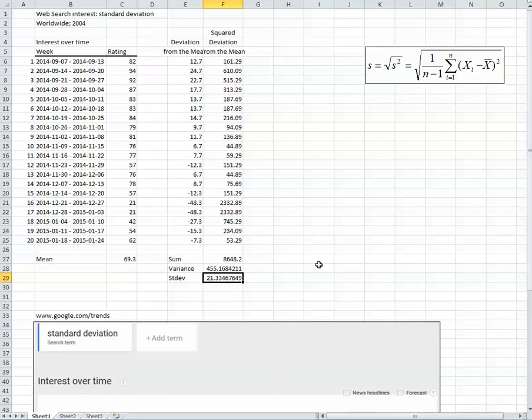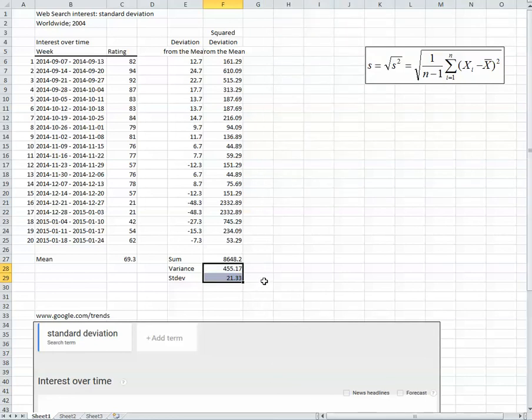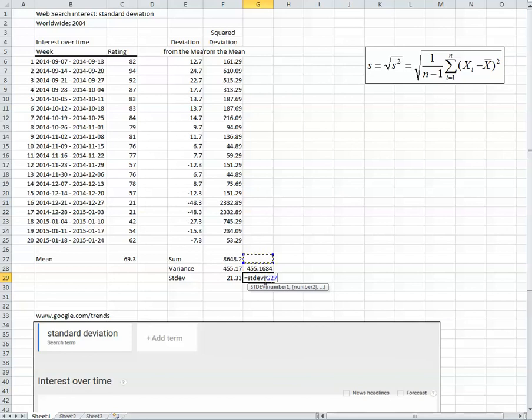Now let's make sure I got that right. Let's use the Excel function for the variance. No, I don't want to do it on those, sorry. I want to go back to my original data. So we'll take the variance of the original data, and we'll take the standard deviation of the original data, and indeed those match the values that I had by manual calculation.